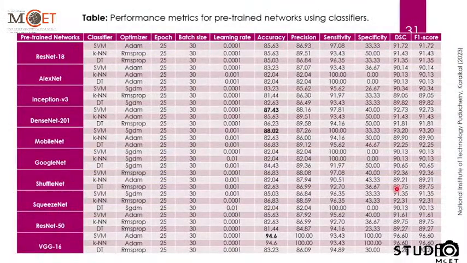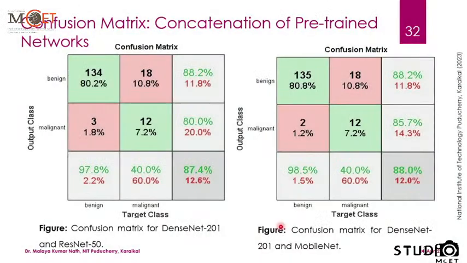This complete summary has been represented here for the different pre-trained networks used for feature extraction and the different classifiers used for classification, for different optimizers, epochs, batch size, and learning rate. If you look into this, you can see that when VGG16 has been used for feature extraction with the help of the support vector machine as a classifier, we are getting the highest accuracy of 94.6%. This is the summary that we are getting in this case of using the pre-trained network as feature extraction and different classifiers for classification.